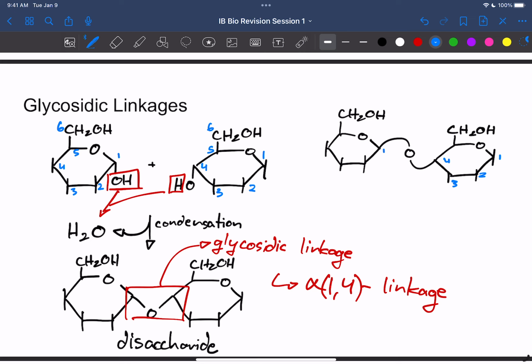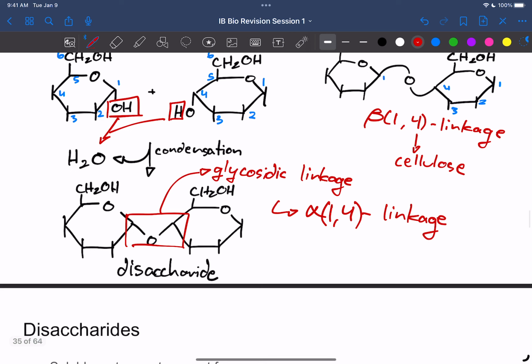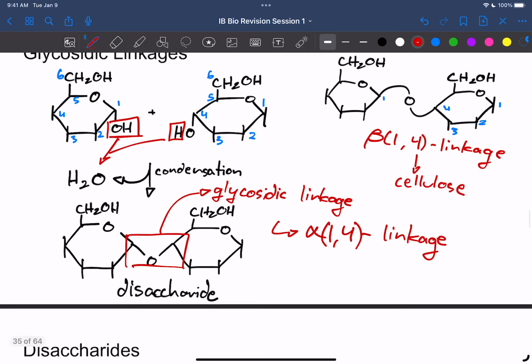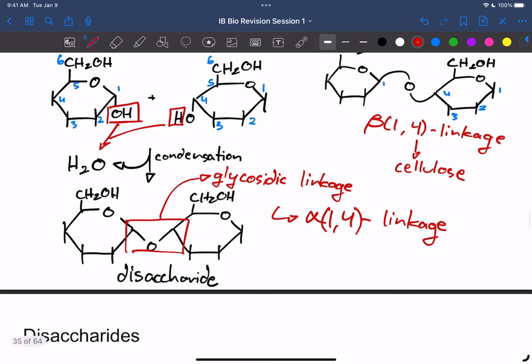But if we look at the first sugar that attached with its carbon 1 OH, well, initially it was facing up. And when it faces up, it's on the same side as C6. And when it's on the same side, what did we learn? Well, it's called beta. So this here would be a beta 1,4 linkage. And you see this in things like cellulose. These are more common. You see these in a lot of different polysaccharides. But yeah, this is the basics of a glycosidic linkage and their condensation reaction, so they produce water.